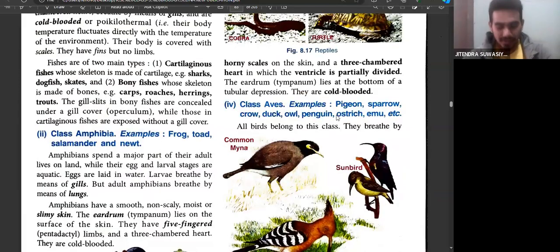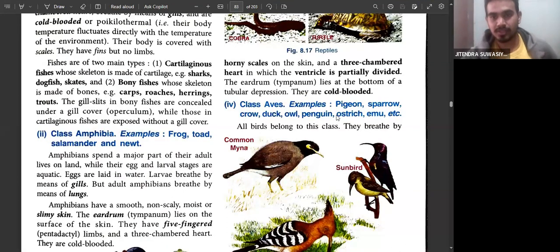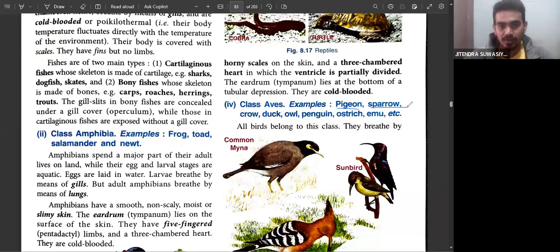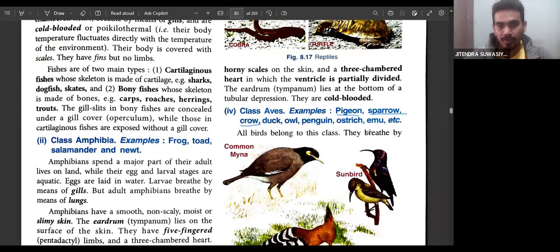There are some common examples of Aves, that is pigeon, sparrow. Whatever birds we see around our surroundings all come under the class Aves. We have pigeon, sparrow, crow, duck, owl, penguin, ostrich, emu, and a lot of birds. They all come under the class Aves.